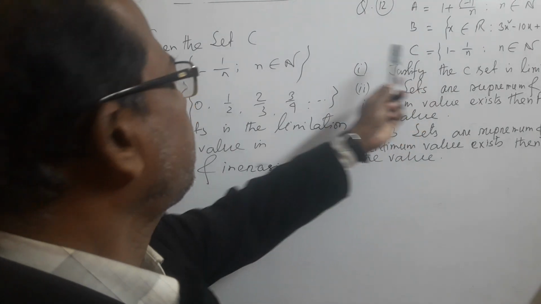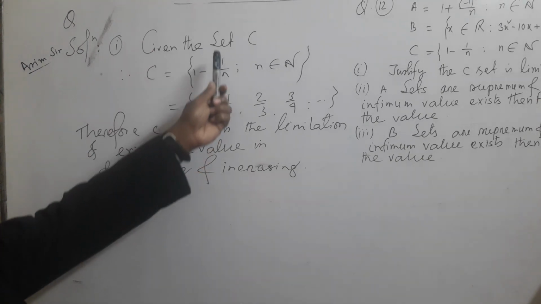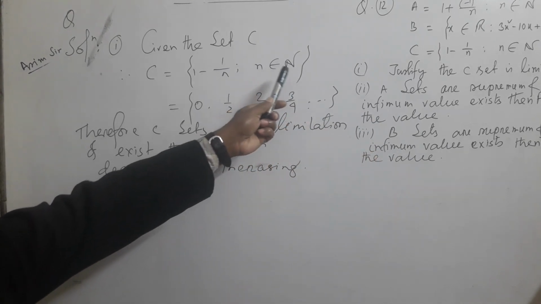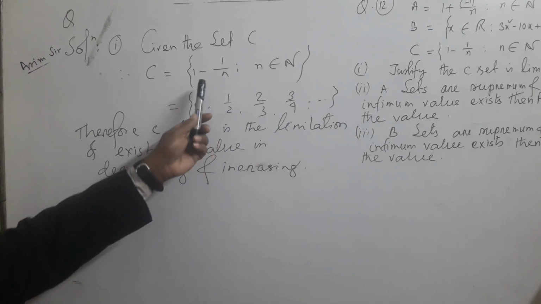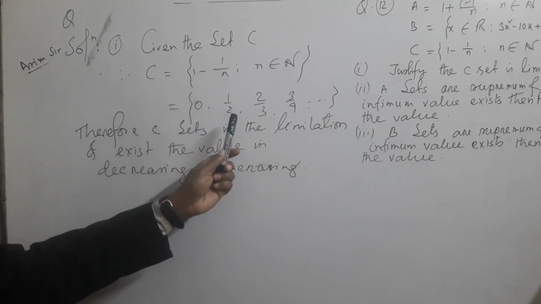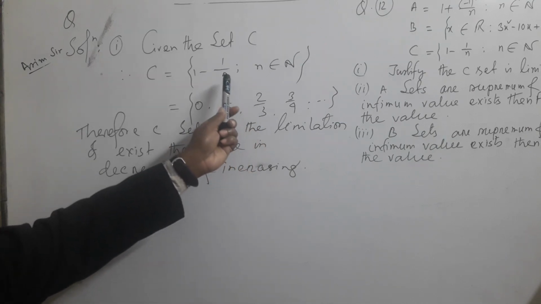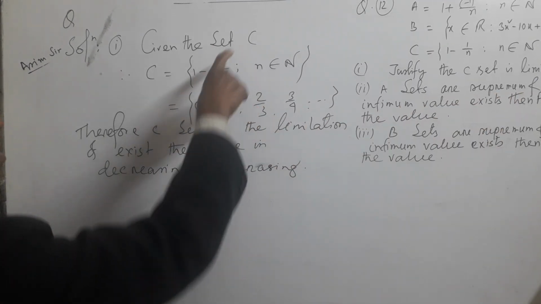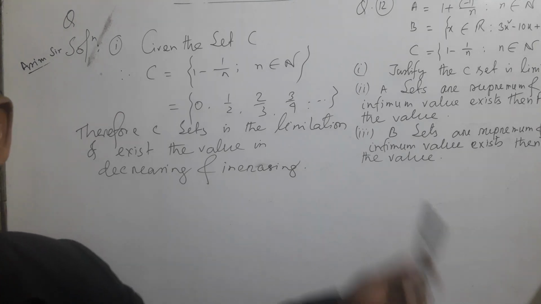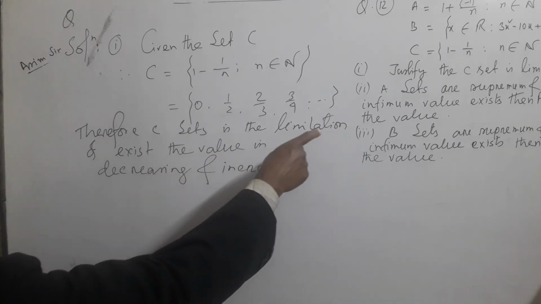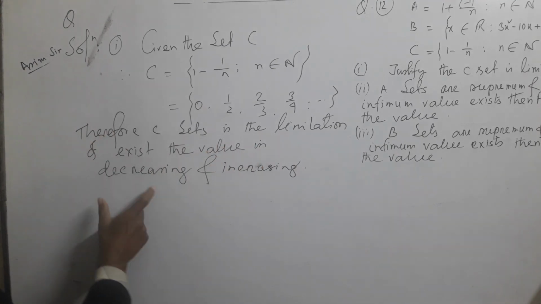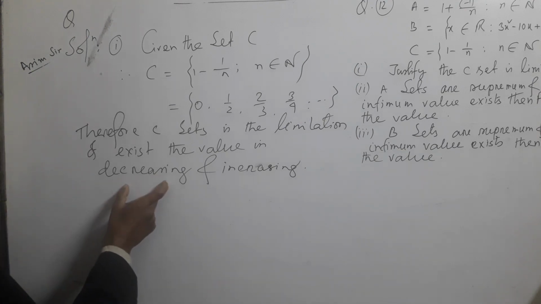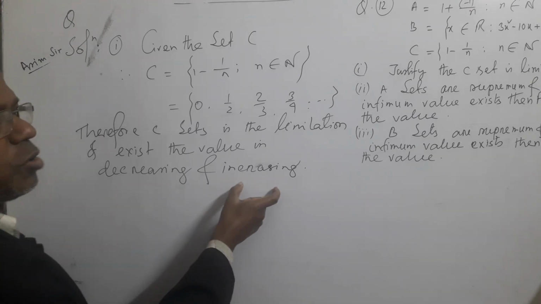So firstly the C set: this is the set 1 minus 1 by n, where n belongs to the natural numbers. For n equal to 1 that means 0, 2 that means half, 3 that means 2 by 3, 4 that means 3 by 4. C set is the values of these numbers. Therefore the C set is bounded, and the values are increasing, which means it has a lower bound and an upper bound, that is, infimum and supremum.